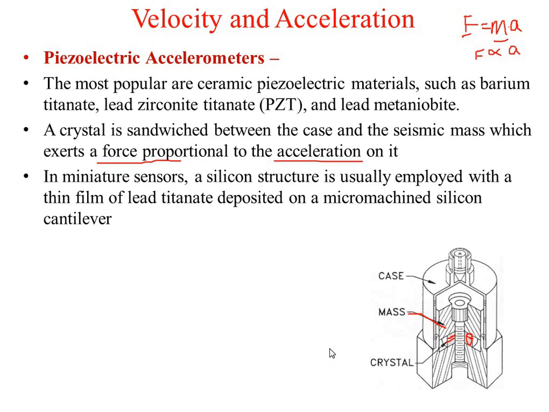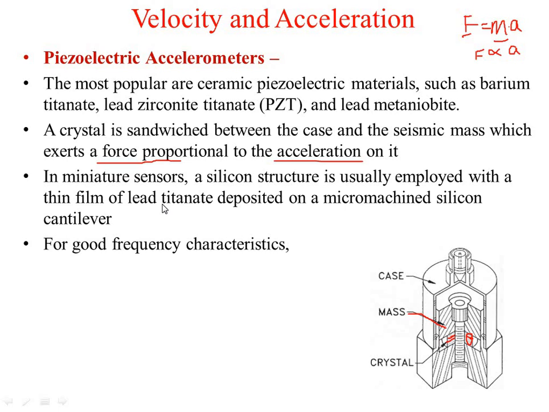In miniature sensors, the silicon structure is generally used with a thin film of lead titanate deposited on a micro-machined silicon cantilever. Now this was a mechanical type of sensor, but if you want to use a miniaturized sensor, then you have to put a lead titanate film deposited on a micro-machined silicon cantilever.